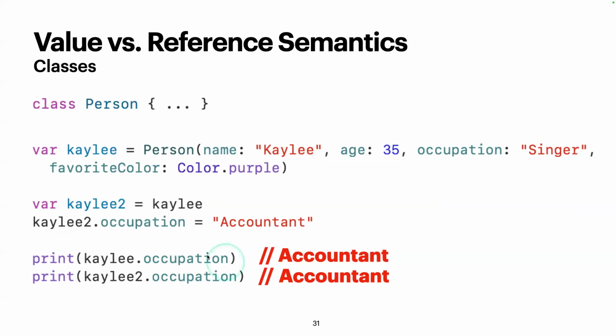Very good. So what we're doing here is passing a reference. And so when we do Kaylee2 equals Kaylee, Kaylee2 now points to the first Kaylee. So there's no copy being made. It just references back to Kaylee. So when we change Kaylee2's occupation, we're actually changing this object right there.